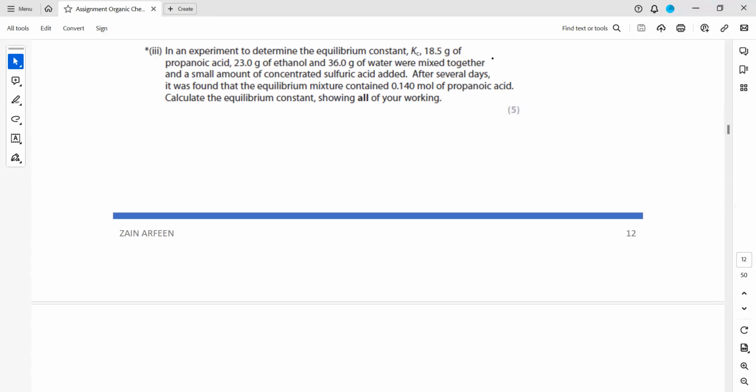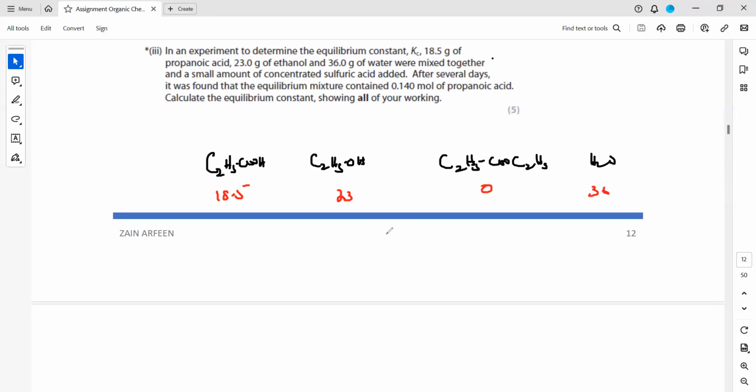If masses are given, first you find the initial moles. Say we have C2H5COOH and C2H5OH, the reactants. Then the ester is there, C2H5COOC2H5, plus water. In the beginning, masses are given. We have 18.5 of this, 23 grams of this, we don't have the ester, and we have 36 grams of water.